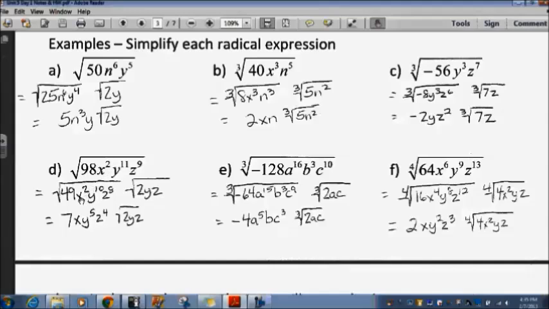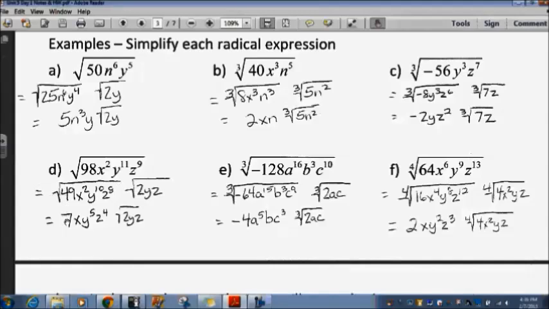That goes under my first radical. Y to the 11th is not a perfect square, but y to the 10th is. I'll place the remaining y here. Z to the 9th is not a perfect square, but z to the 8th is, and I place the remaining z here. So now I simplify the first radical.